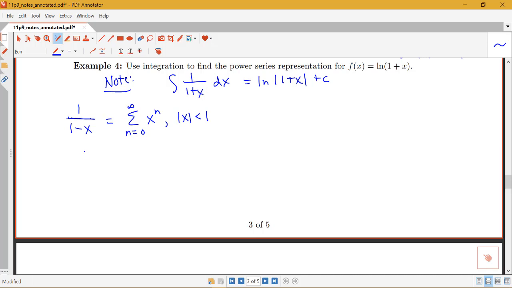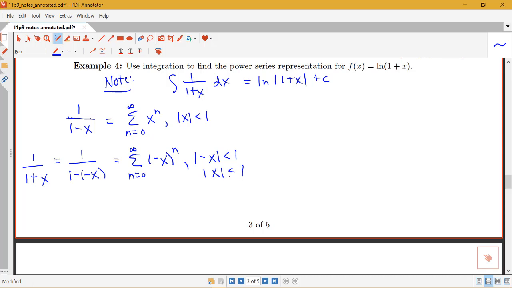Okay, so notice that I can find the power series representation for 1 over 1 plus x as an initial step here. I know that 1 over 1 plus x could be rewritten as 1 over 1 minus negative x. So this would be the sum from n equals 0 to infinity of negative x to the n, where the absolute value of negative x is less than 1, which is the same thing as saying the absolute value of x is less than 1. So this series would be the sum from n equals 0 to infinity of negative 1 to the n x to the n.